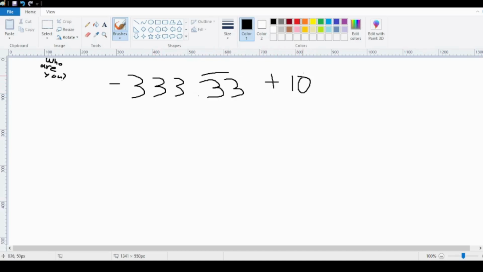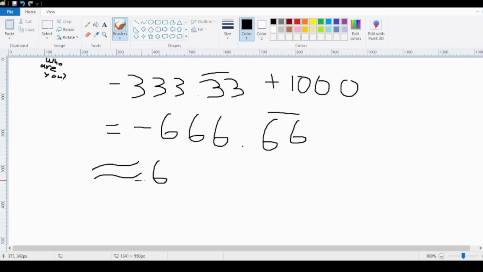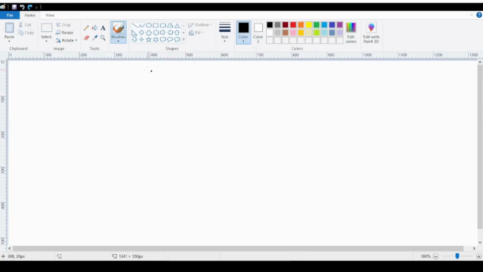Now we add 100 times 10, which gives us 1000. When we combine these, we get approximately 666,667. Step 3, checking the base at the starting point.